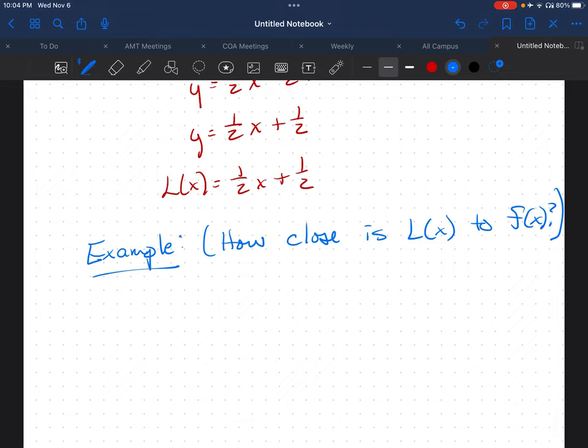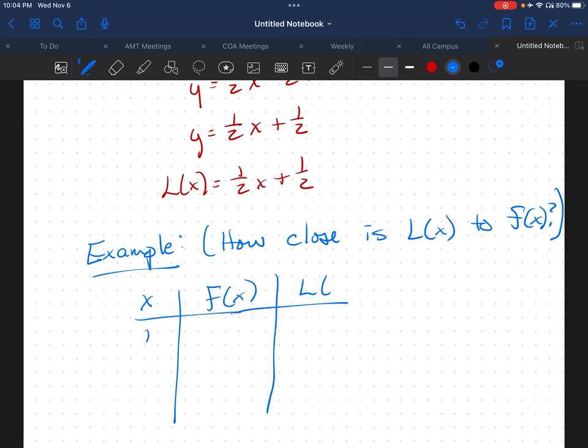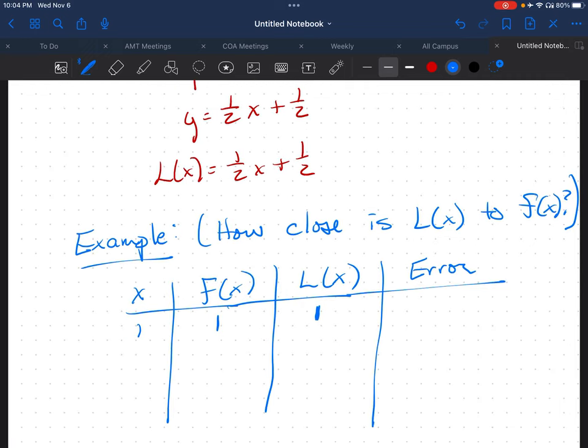So for sure, and maybe I'll put it over here. Let's do this one. Let's do x equal to 1, and maybe we'll make a chart to look at f of x and L of x. For sure, I know that the output of both of these is 1. So here, if I look at the difference between them, the error is 0. There's no error. They're exactly the same, right?